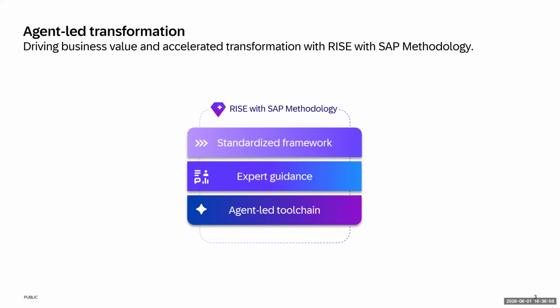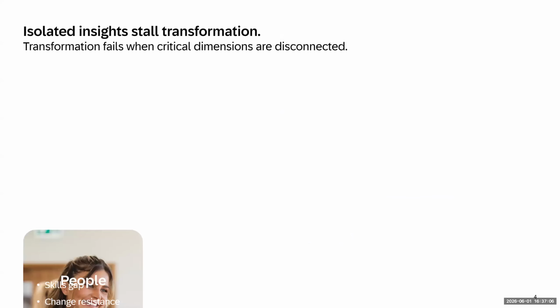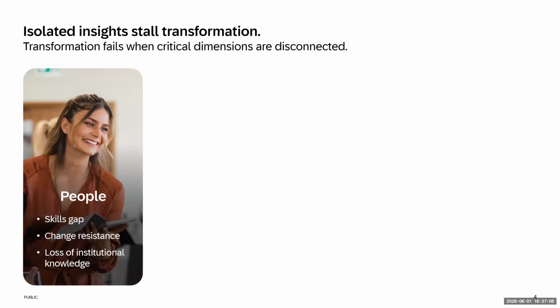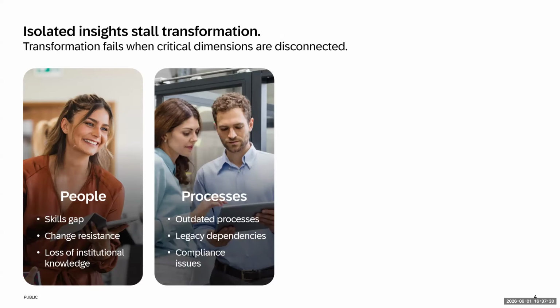Now, let me go a little deeper into transformation and the hurdles we see for transformation. So there are some obstacles and reasons why transformation often fails. And that is, for people, it's a skills gap, or there's a resistance to change, a natural tendency, as humans, to stick to what we know, and loss of knowledge that we need to take care of for a successful transformation.